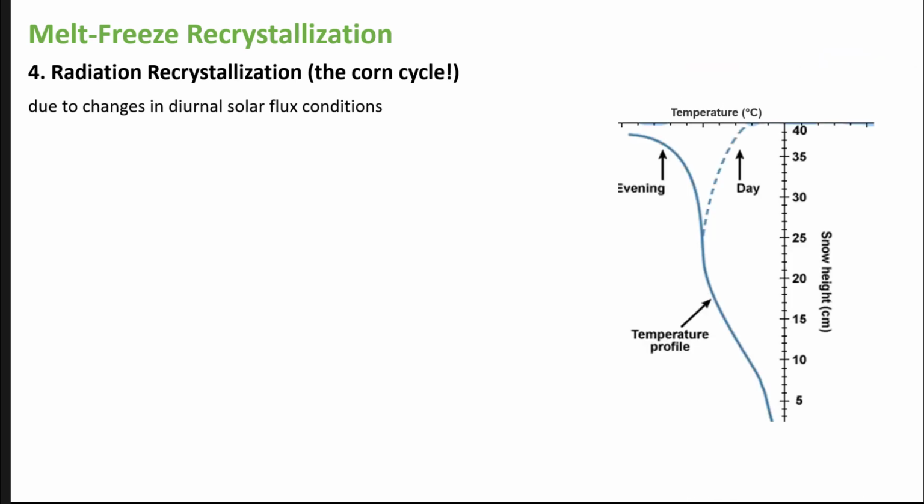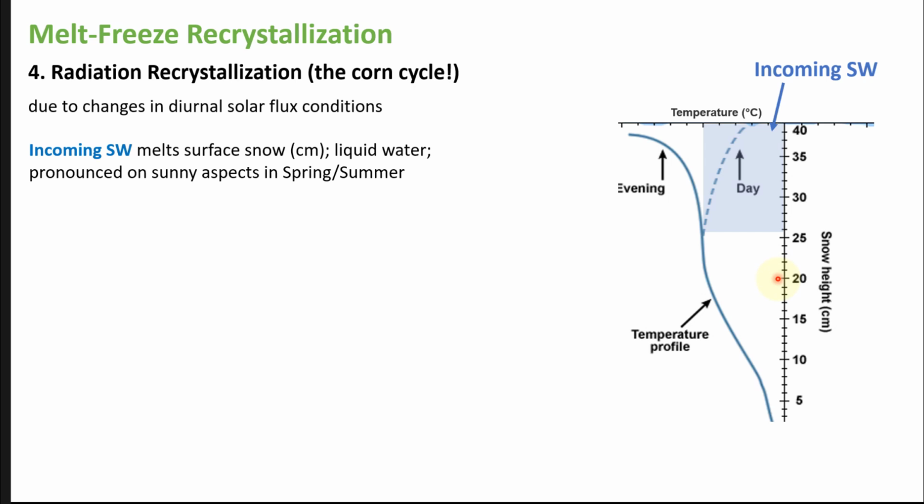So in the spring, when we have these really large diurnal solar flux conditions, meaning you have long, intense days, especially on sunnier aspects, where you can really get a lot of shortwave radiation, in the day, you end up getting this sort of warm band at the top of your snowpack. And that's because of the incoming shortwave.